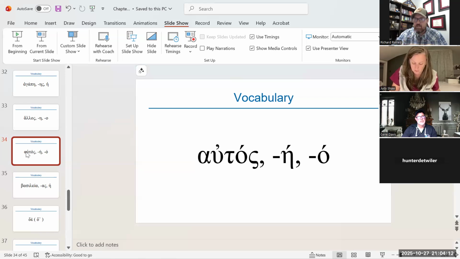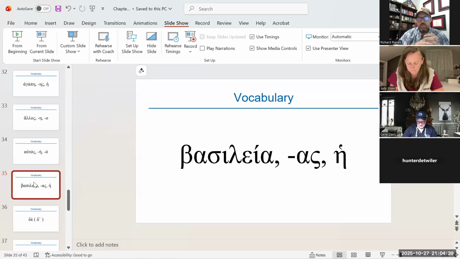So it depends on the context and on the ending, right? We're going to get to that. But just know that autos by itself is going to be he, she, or it, because it's singular. If it was aute, then it would be feminine, and it would be she or her, depending on if it's singular or they. Plural would always be they.